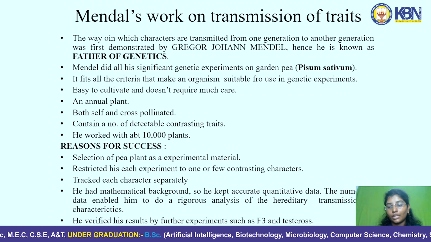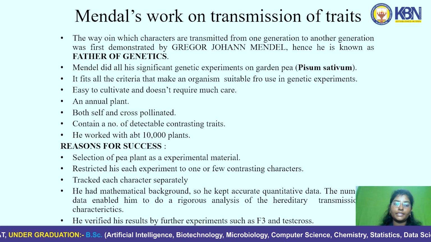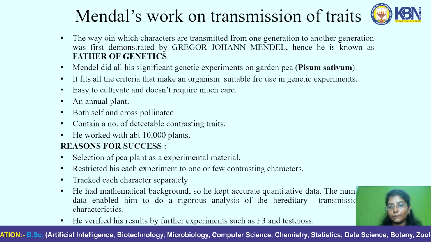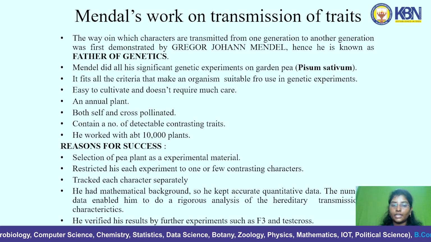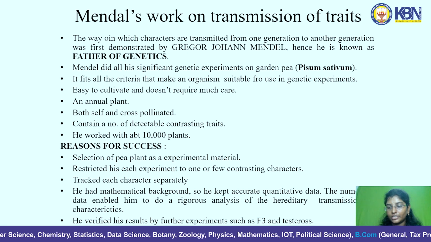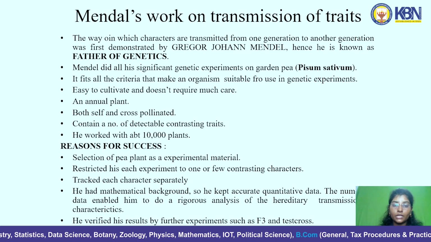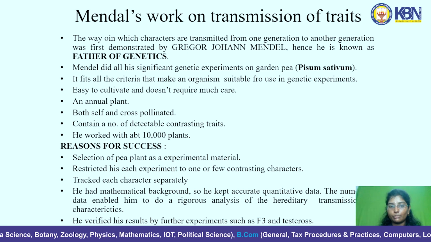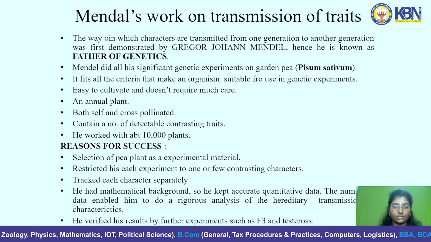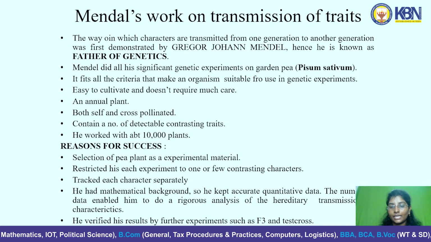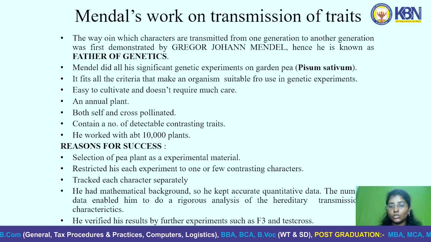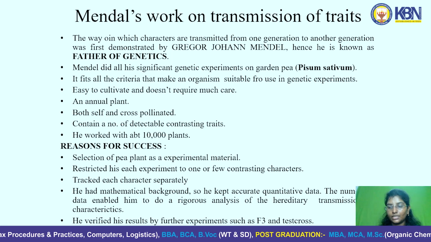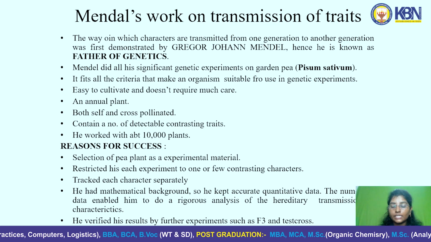It can be both self and cross pollinated, and it contains a number of detectable contrasting traits like its size and pod size, pod color, different detectable contrasting traits we can observe. He worked with about 10,000 plants, and the reasons for his success: selection of pea plant as an experimental material, restricted each experiment to one or few contrasting characters, tracked each character separately.